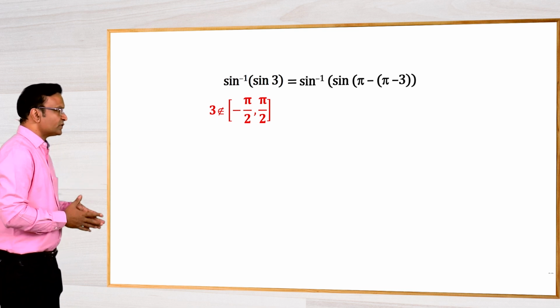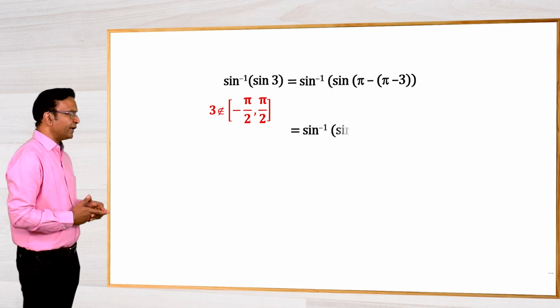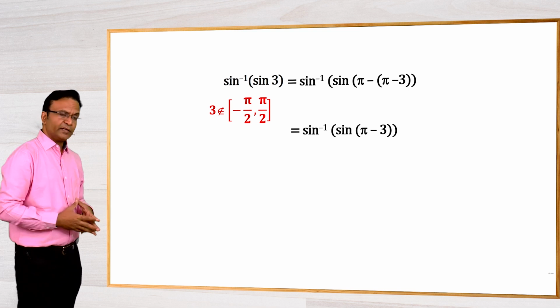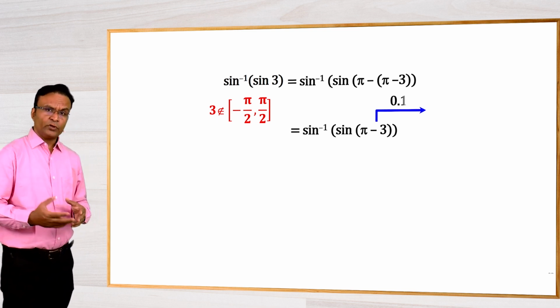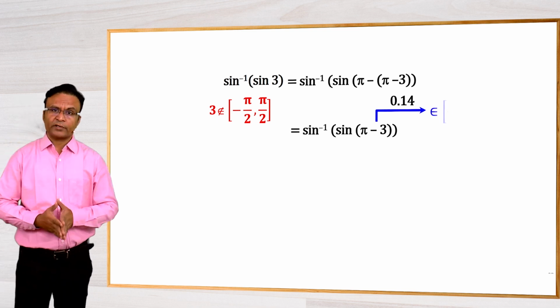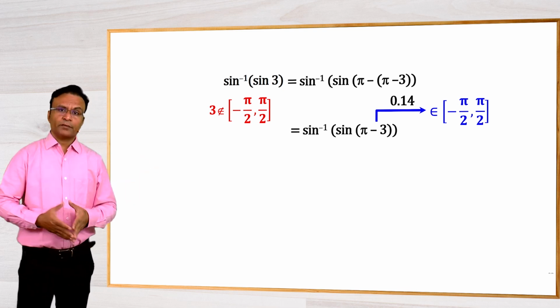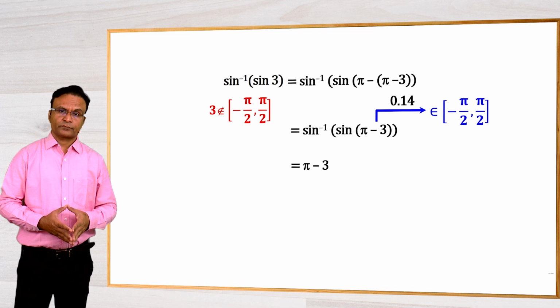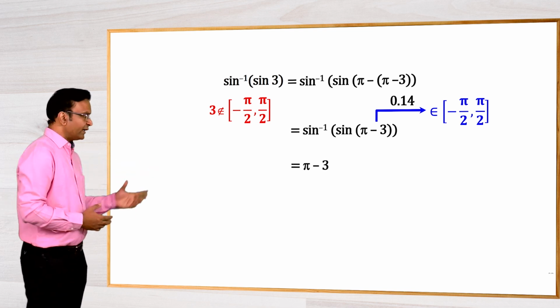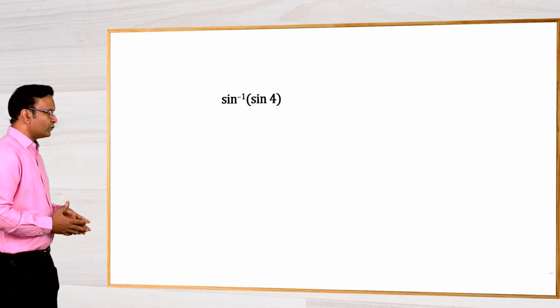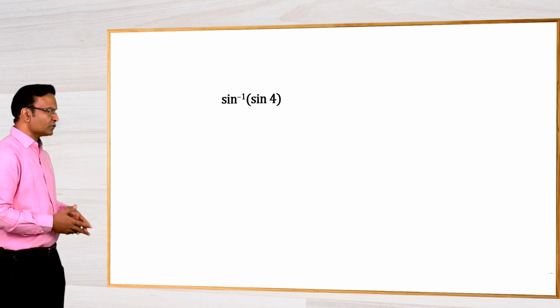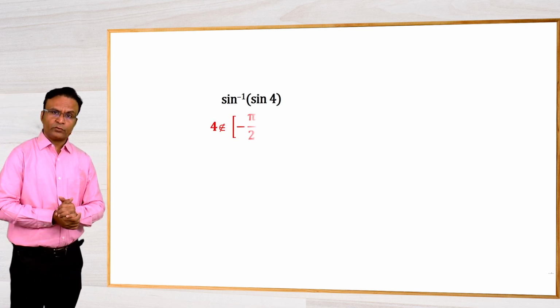This is equal to sin inverse of sin pi minus 3, and pi minus 3 is approximately 0.14, which belongs to minus pi by 2 to pi by 2. So here the value is pi minus 3. Try next, sin inverse of sin 4. Again 4 does not belong to minus pi by 2 to pi by 2.